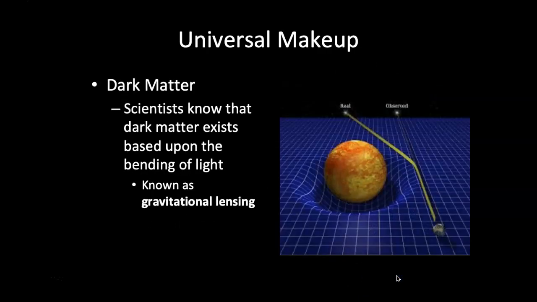Scientists do know that this type of matter does exist because of the way that light from other sources seems to bend around objects. And this is known as gravitational lensing. So what you may see is a bend of the light from its source to the observer, and that gravitational lensing suggests that there's some dark matter that is causing that light to bend.